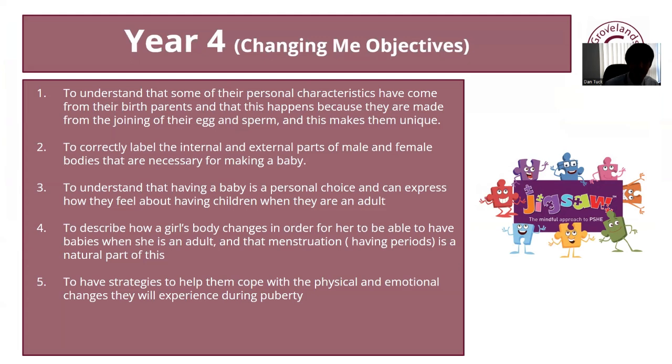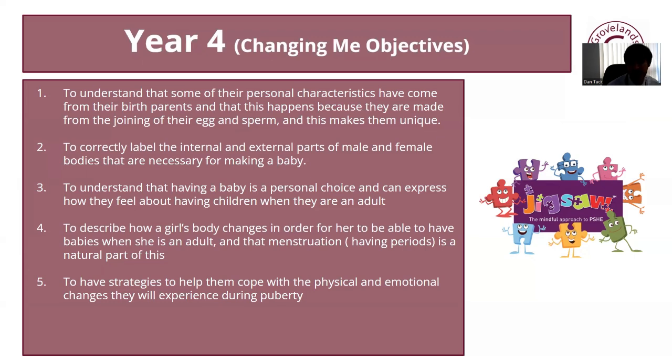So they're learning some of the same things and building on what they've learned. They're learning about the personal characteristics that come from our birth parents and the fact that this happens because of the joining of the egg and the sperm. So we're a bit of our mother and a bit of our father, but we're unique. We learn about labeling the internal and external parts of male and female bodies, which you've seen in the diagrams previously. So that continues, and that these parts are necessary for making a baby.